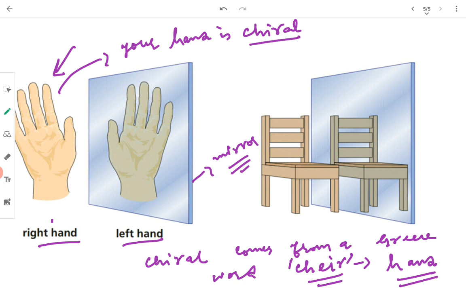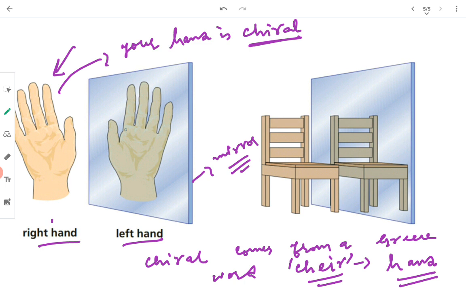Your whole body can be chiral or achiral, depending on what kind of shape you have. Mostly human bodies are achiral. They are symmetrical. They can be divided into two equal halves. There is a plane of symmetry. So the human body is achiral. But your hand is chiral. Why is it chiral?